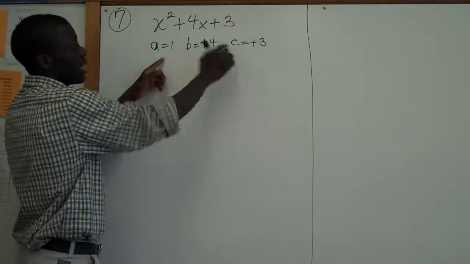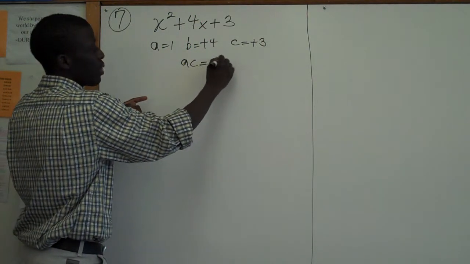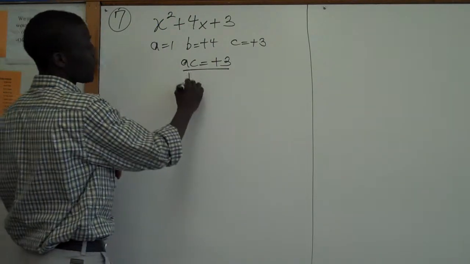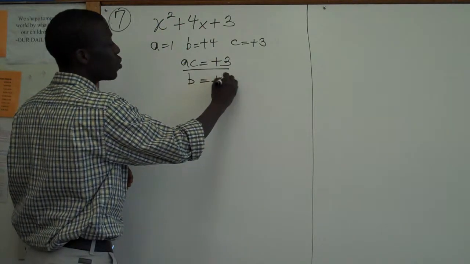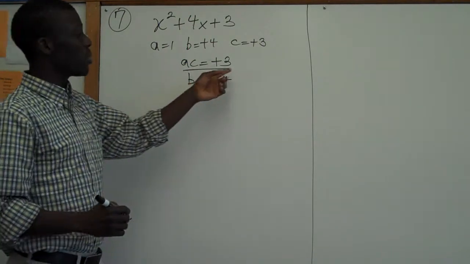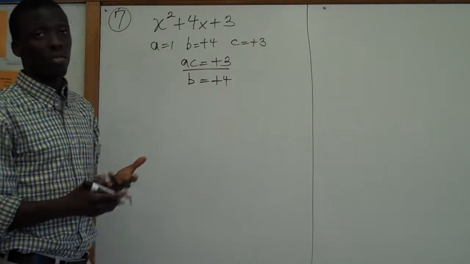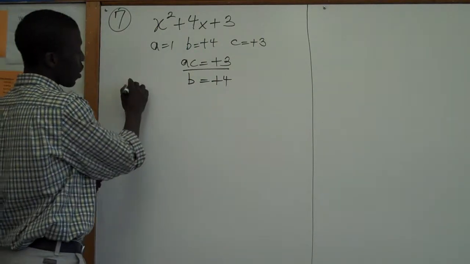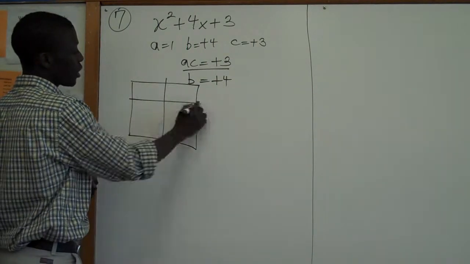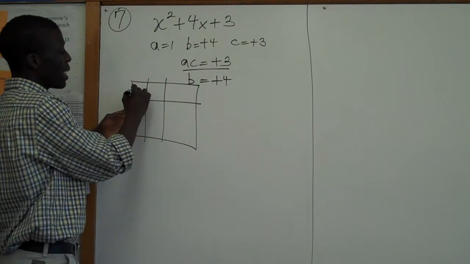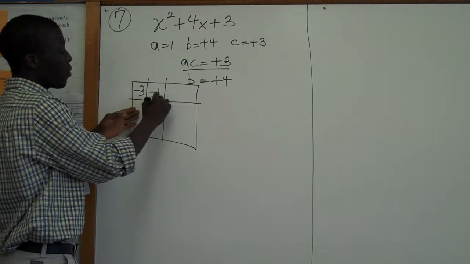And so AC would be plus 3. We know what AC is, and we know what B is. So now we're looking for two numbers that when we multiply them together give us plus 3, and when we add them give us plus 4. Now let's quickly do our chart. What we do with this chart is we write the two numbers. So for example, for 3, we can say negative 3 and negative 1.